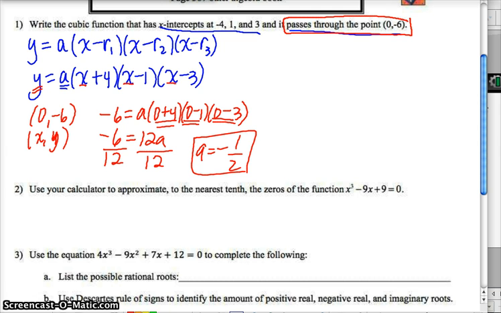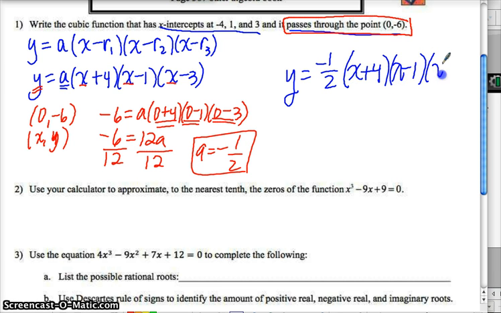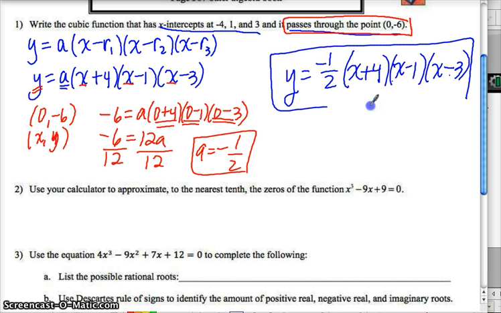So my final solution, or the equation, the cubic function, is -1/2 times x plus 4 times x minus 1 times x minus 3. Looks a little funny there. So x minus 1, x minus 3. And that is my equation. Do you have to multiply this out? Absolutely not. It just takes time, so no need to do anything else. You can leave it in this factored form, and you are done.